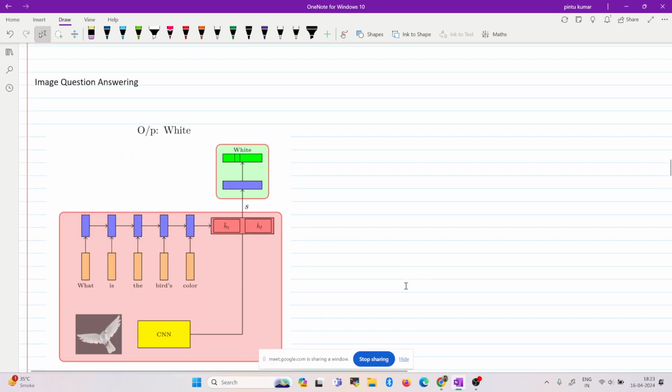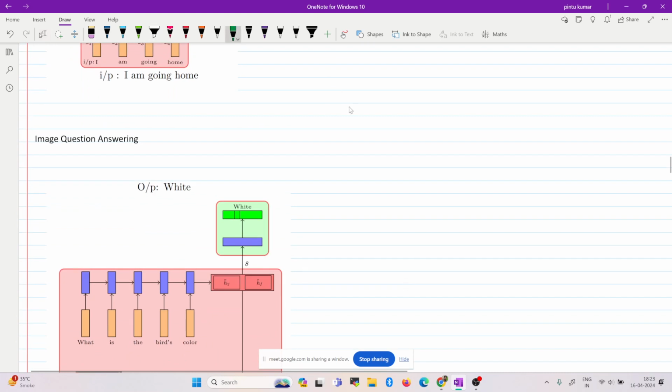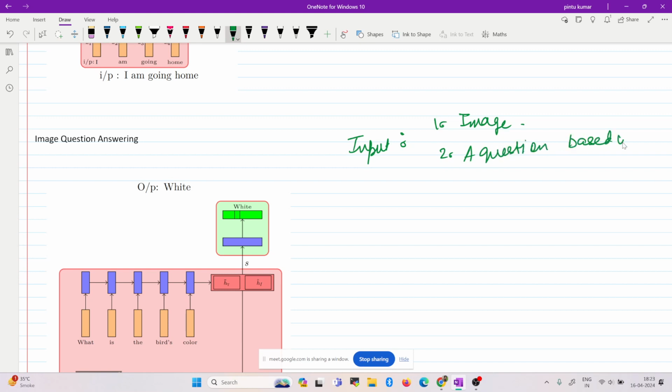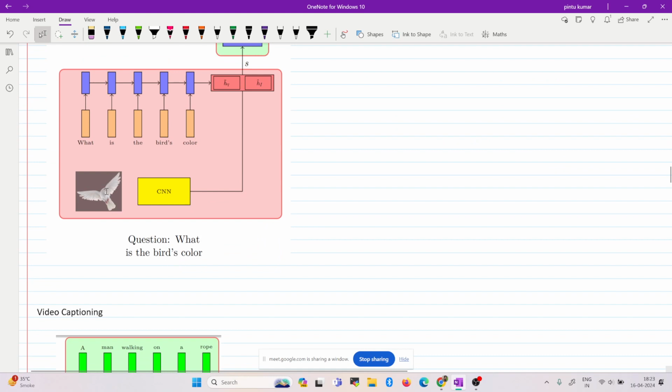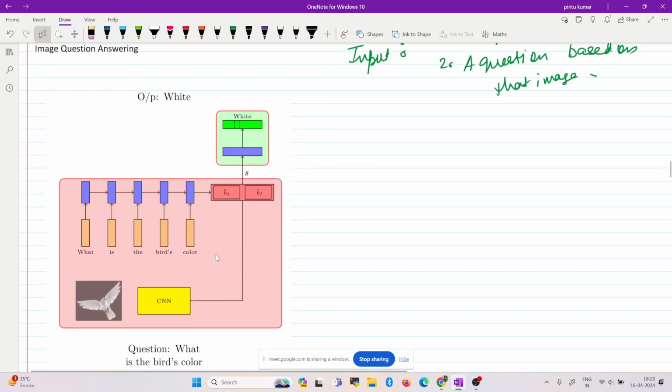Okay, another task is image question answering. So in this task, what is the input that you have? In input, you are given an image, and second is a question based on that image. So for example, in this case, you have a figure, and the question is, what is the color of the bird? Okay, so how can you do this kind of thing?